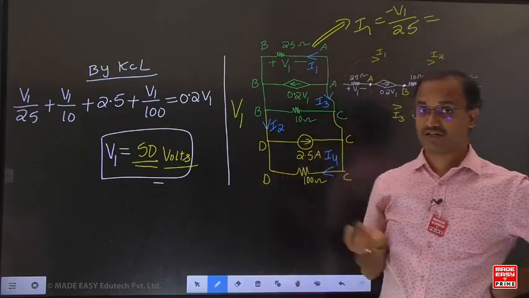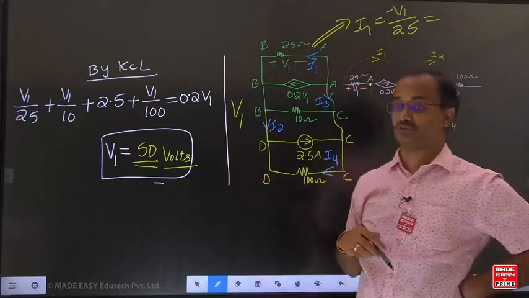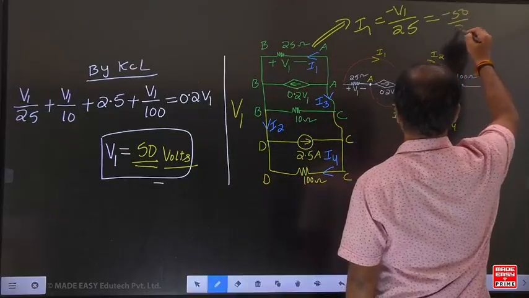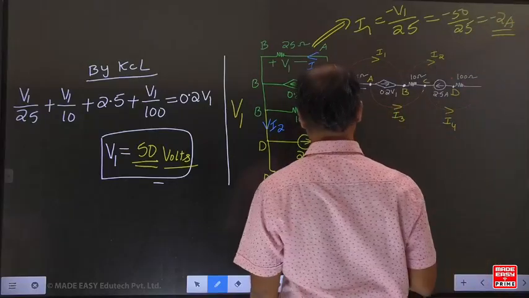Getting ना? From given current direction only we are saying the answers. पहले नोड इक्वेशन लिखते समय assumption node voltage greater. V1 वाले कितना है? 50. Minus 50 by 25. Simplify करें तो कितना इधर? Minus 2 amperes. What is the answer? Minus 2 amperes.